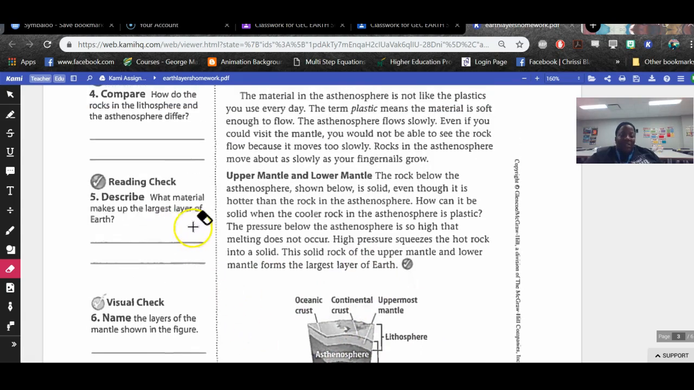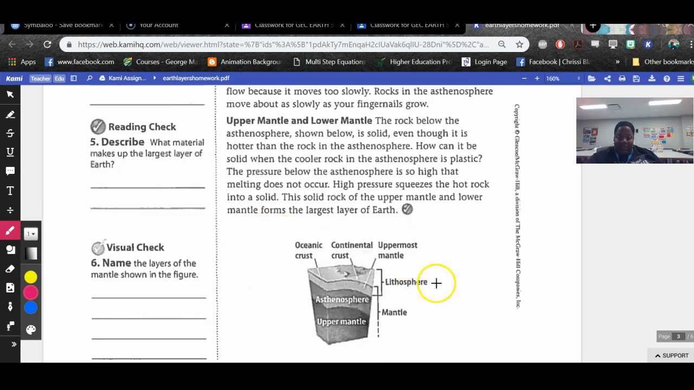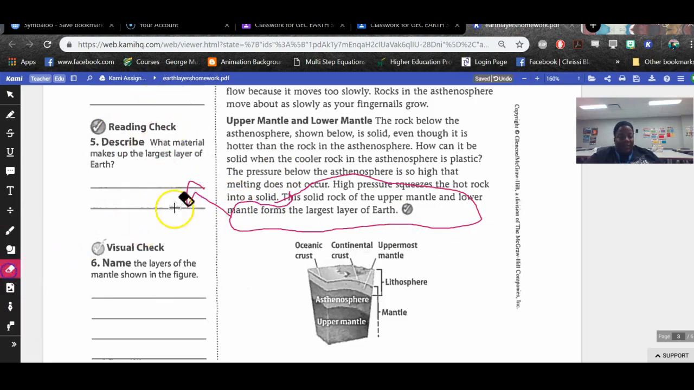Okay, so number 5, what material makes up the largest layer of the earth? Let's find out. The material that makes up the largest layer of the earth would be the solid rock of the upper mantle and lower mantle. There we go. We can put this here, and that would be the answer for that one.